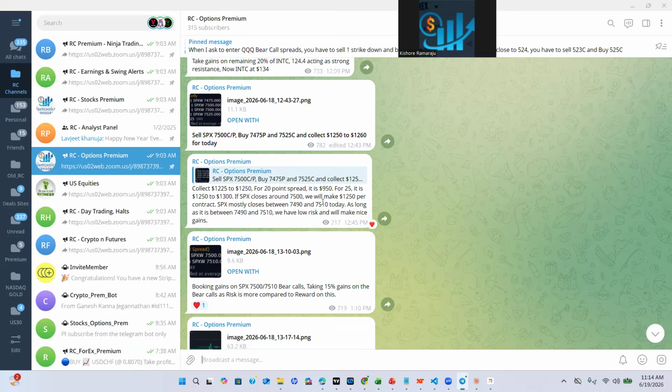SPX mostly closes between 7490 and 7510. Because you are collecting over 1225, even if it is 10, 12 points below 7,500, or 12 points above 7,500, you have low risk. You will still be in profits. If it closes exactly at 7,500, you will make much more profit. So you will make 100% profit. So we trimmed a few contracts and we held one until the last minute and we took 100% on that.